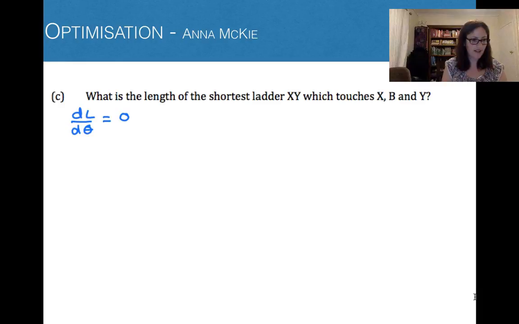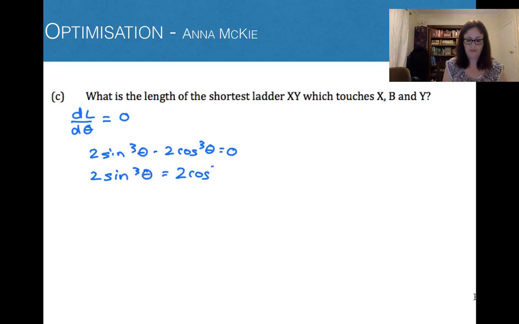That is 2 sine cubed theta take 2 cos cubed theta is equal to 0. Now, don't be put off by this. Trying to solve here, we rearrange, try and simplify a little bit here. That cubed can be written on the outside of a bracket and the 2's will cancel.